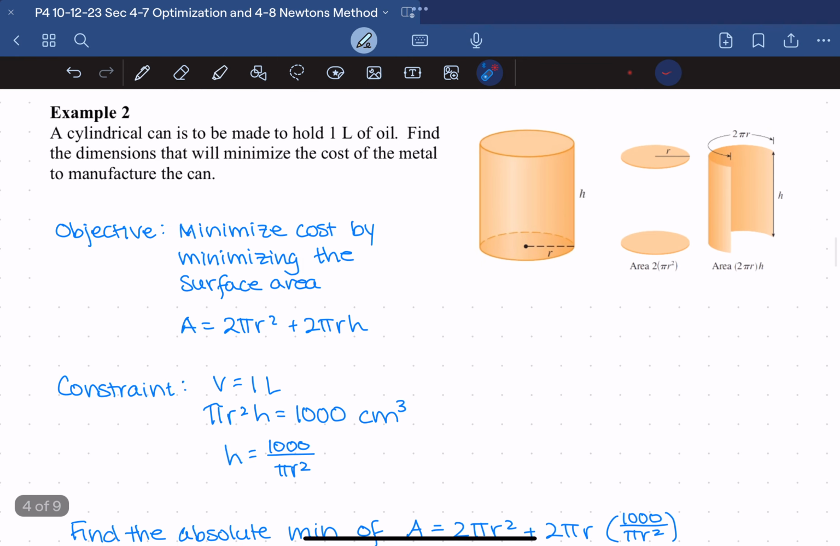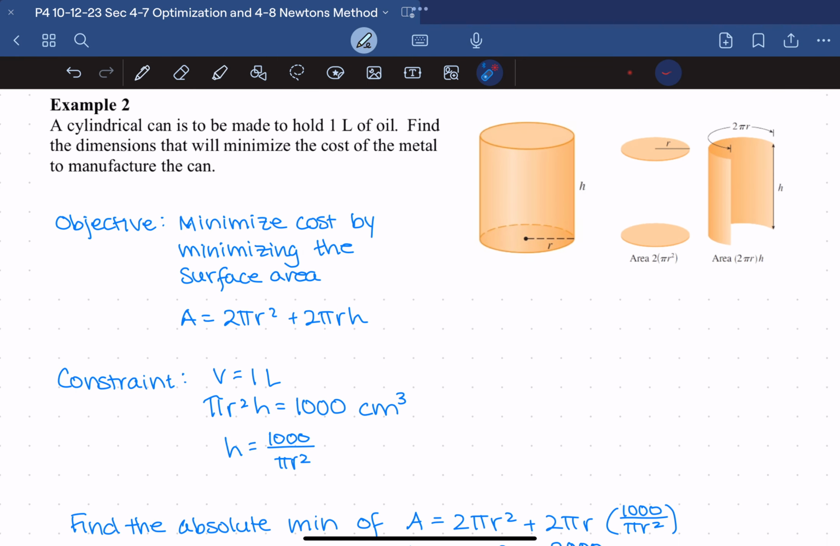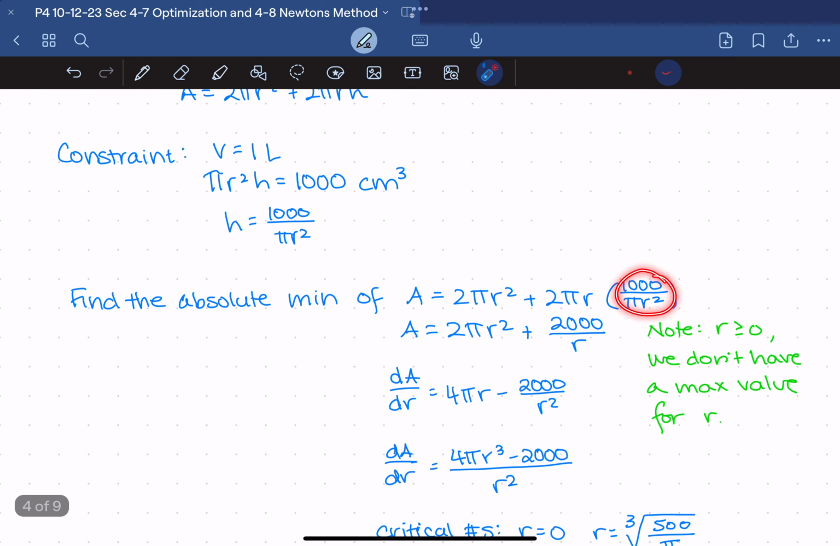All right, so the idea behind this one is pretty similar. Just the numbers become a little more complicated, honestly. We're trying to minimize the cost, so that means minimizing the surface area. And here's a formula for surface area. The constraint is that volume is 1 liter. And remember that 1 liter is 1,000 cubic centimeters. And the height, if we go ahead and solve this equation for h, we get this. So I can replace this h with this and get area just in terms of r. So here I am replacing h.